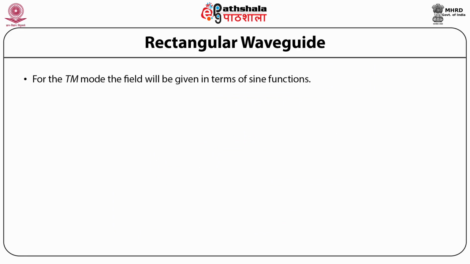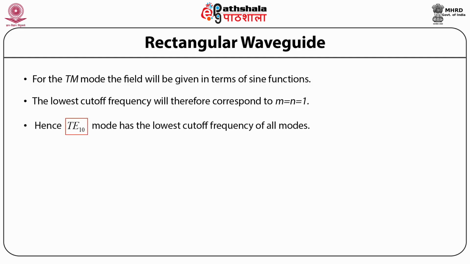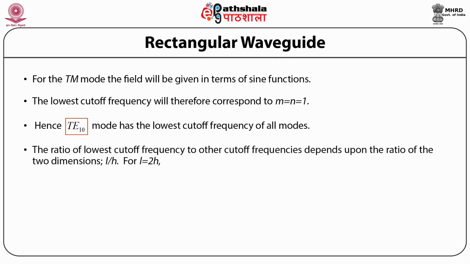For the transverse magnetic modes, the fields will be given in terms of sine functions. And the lowest cutoff frequency in the case of the transverse magnetic modes for a rectangular waveguide corresponds to m equal to n equal to 1, that is, the TM11 mode. Hence, we see that the TE10 mode has the lowest cutoff frequency amongst all modes permissible in rectangular waveguides, and for the ratio of the lowest cutoff frequency with that of any other cutoff frequency, we have to consider the ratio of the dimensions L by h.